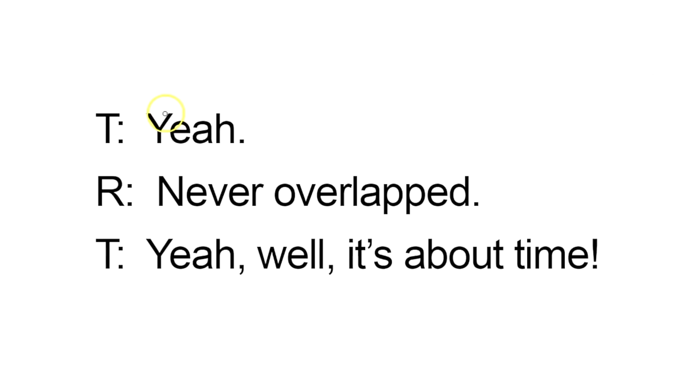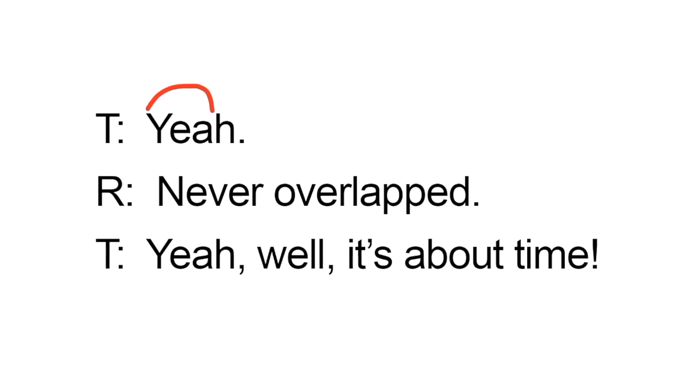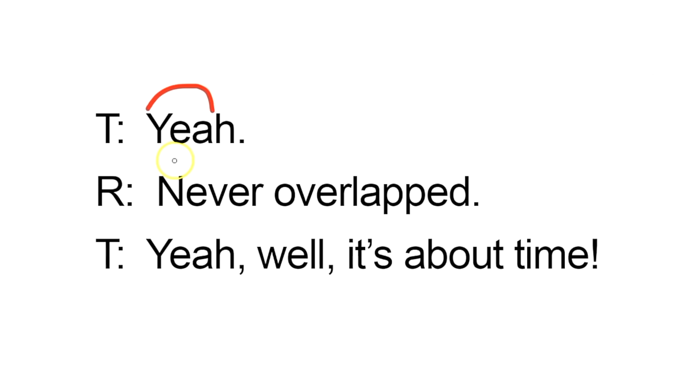Yeah. Tom's interjection. Yeah. Stressed. Up, down shape. Yeah. Never overlapped. Can you tell which is the stressed syllable in never? Which is longer? Never overlapped. It's the first syllable. Never. What about in the next word? Never overlapped. Again, it's the first syllable.